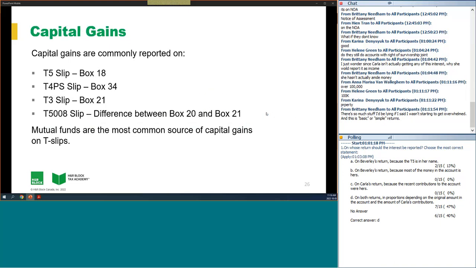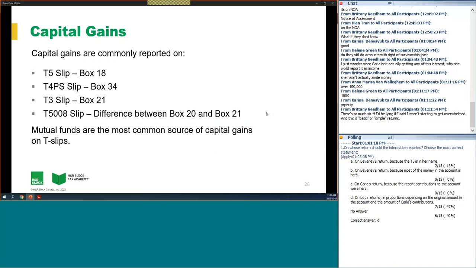The most common slips we see are a T5 box 18, a T4 PS box 34, a T3 box 21. If you have shares or mutual funds and they're not complicated, you're going to have a box 21 and a box 20. 20 is the cost, it's what you bought for it. 21 is the proceeds, it's what you got when you sold it. Take 21, subtract 20, that's what you put on capital gains line from the T5008.